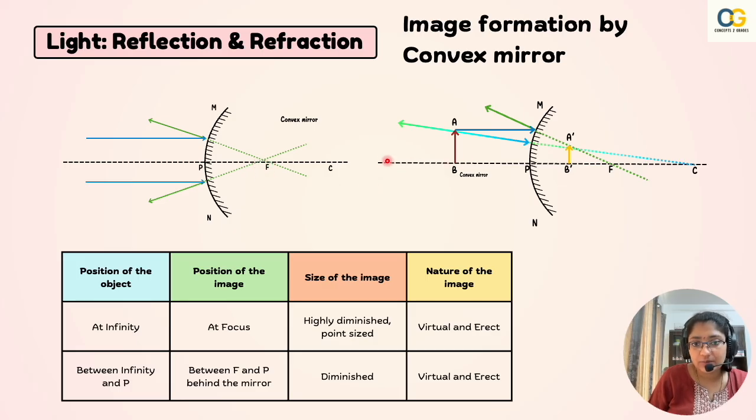If I move the object anywhere closer between infinity to pole, if I keep it anywhere, then the image is formed between pole and focus behind the mirror. It is virtual and erect and it is diminished. You can see the size has reduced drastically. It is diminished compared to what we saw earlier.